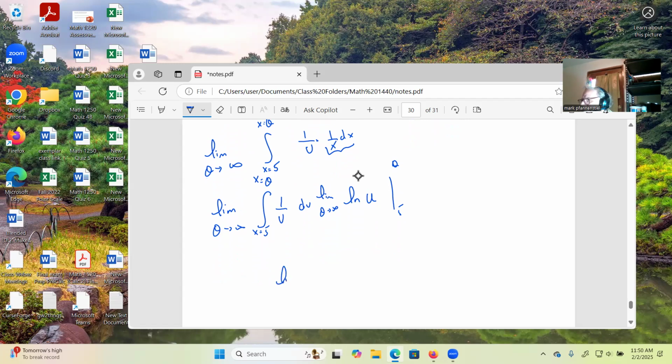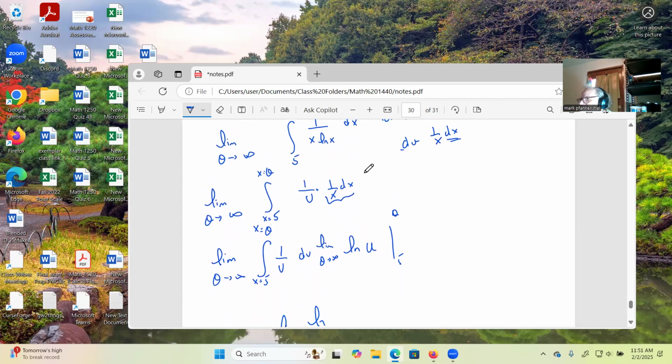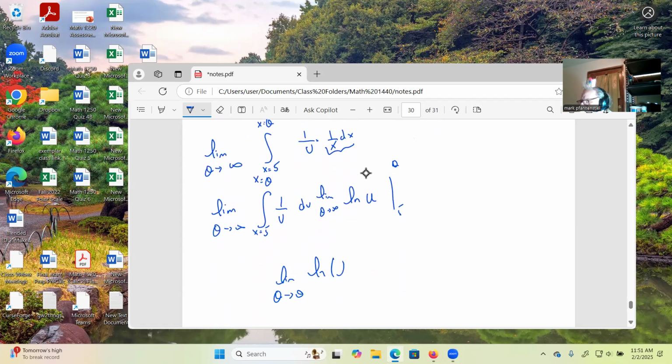So we have natural log of u from our values here. So we have limit as theta goes off to infinity of the natural log of, what was my u? My u was natural log. So this is going to be the natural log of the natural log of theta minus the natural log of the natural log of 5. Okay, so we have that.